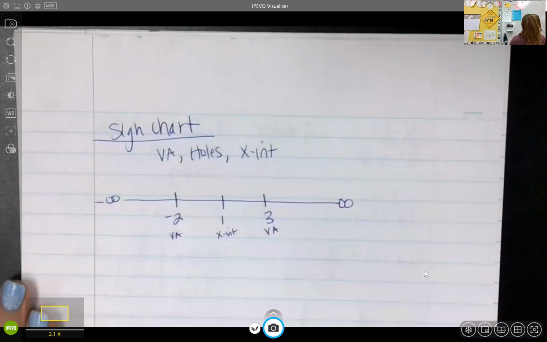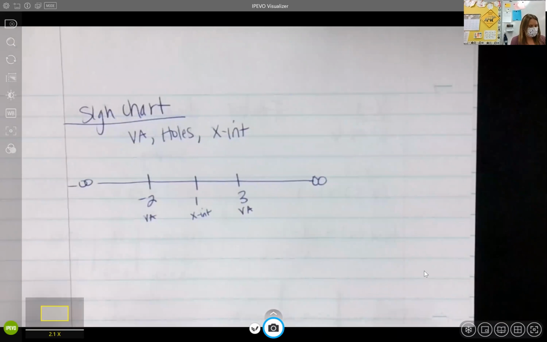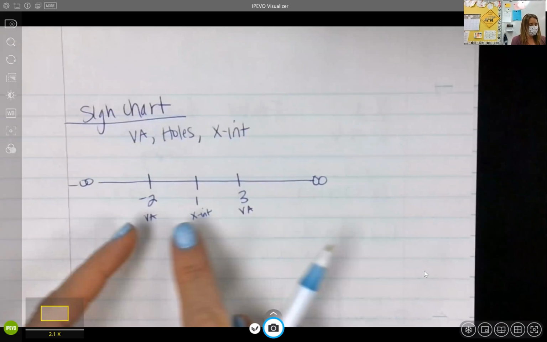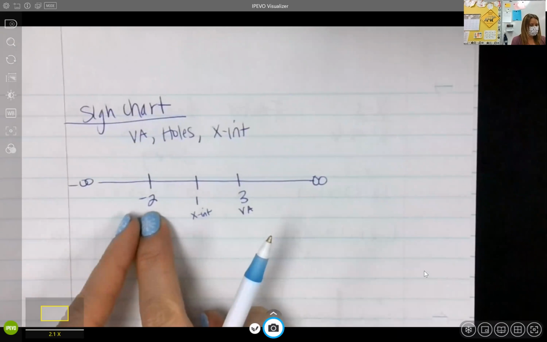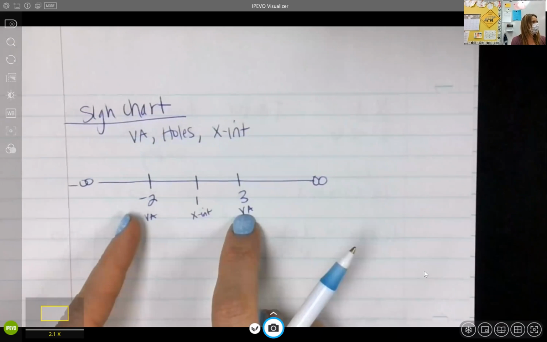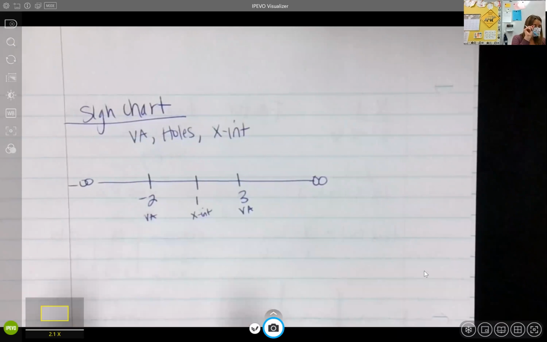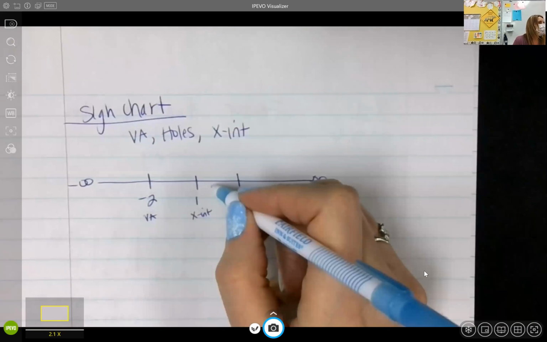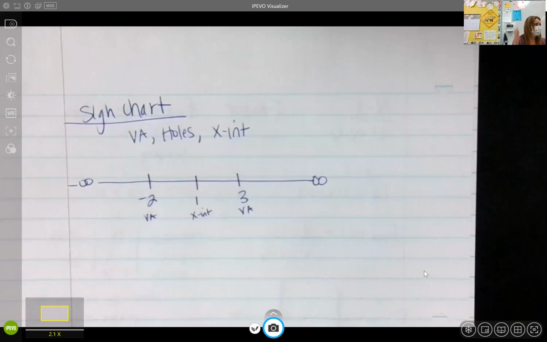Okay, so as long as these go in order, as long as my smallest one's first, and then it goes the next one, and then it goes the next one, then the actual spot on the line doesn't matter. Okay, I don't need to count my spaces in between the 1 and the 3. I just have to have the 1 and then the 3.